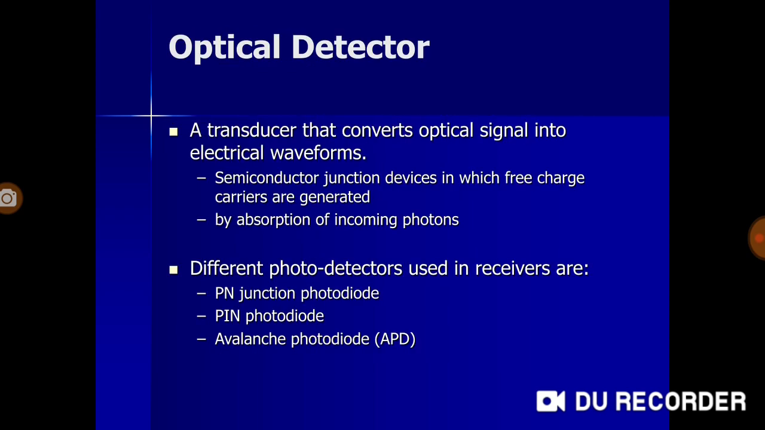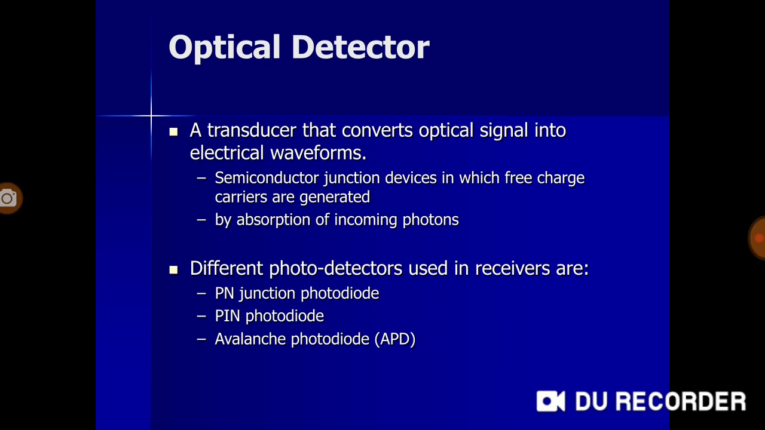Next, the first block that we talked about, the functional block, is the optical detector. What was its work? It converts the received optical signal to its electrical equivalent. So it takes an optical signal and transforms it into an electrical signal. So it is basically a transducer, one that converts optical signals into electrical waveforms or signals.